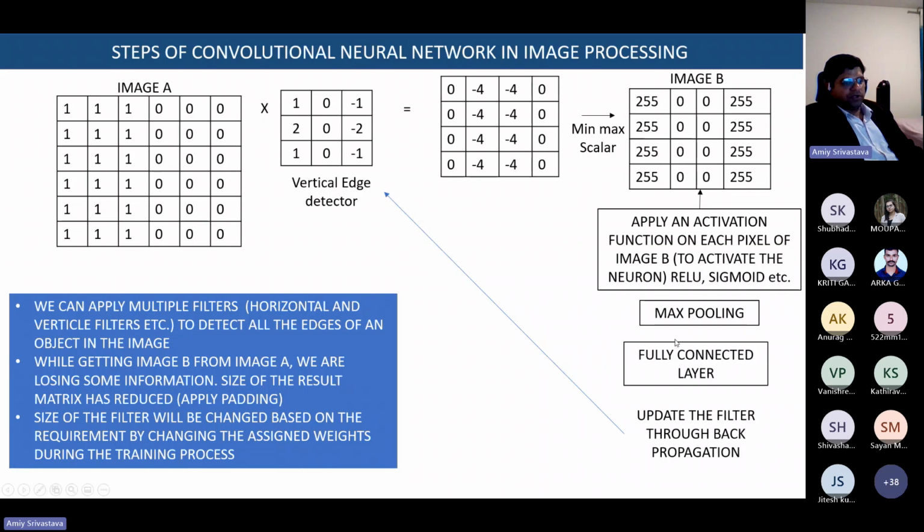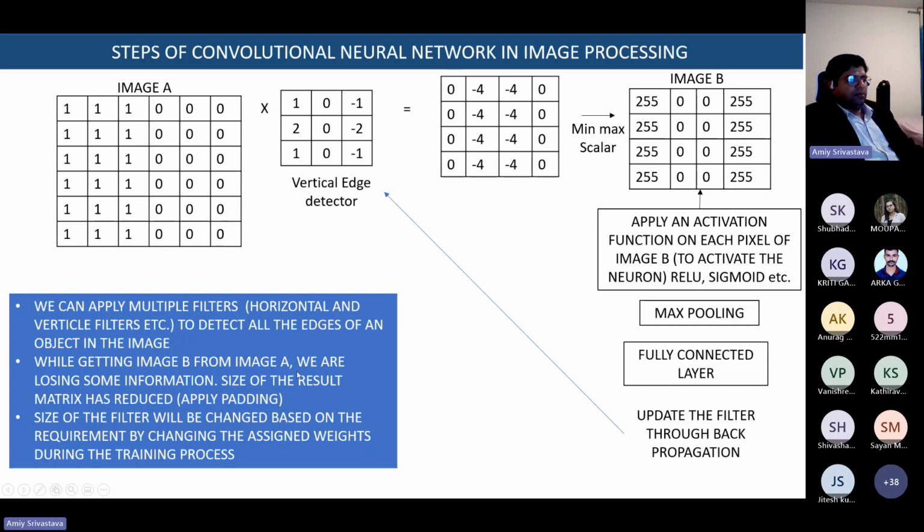This is also an operation. If you go through this CNN material, you will find out what max pooling is called. And then we can find the fully connected layer. And after that, once we have that layer, we will run our simulation, and that will update the filter through back propagation again. And the same process will happen again. So we can apply multiple filters in order to get a good quality, resolved image.